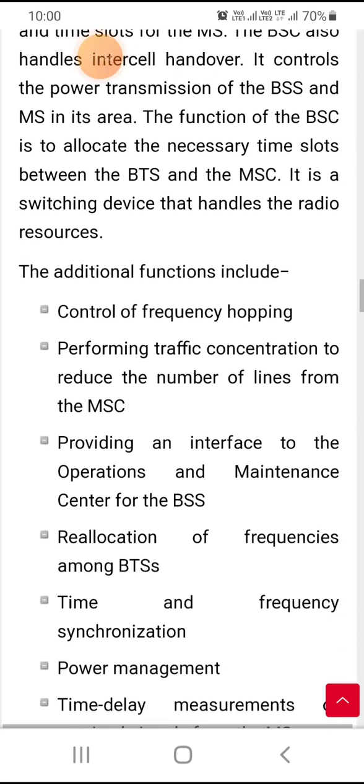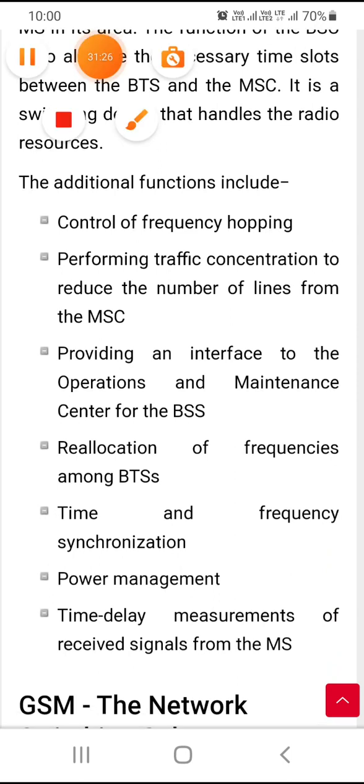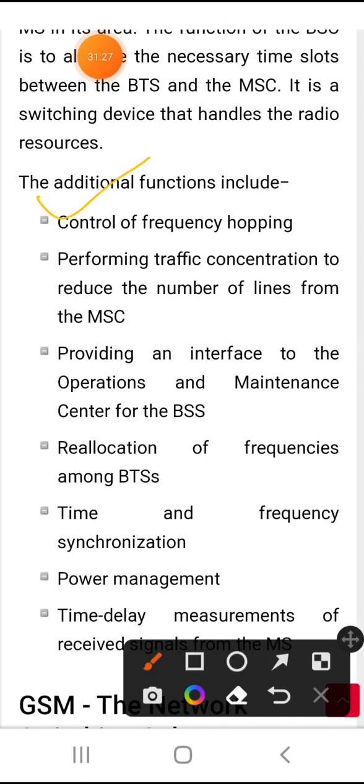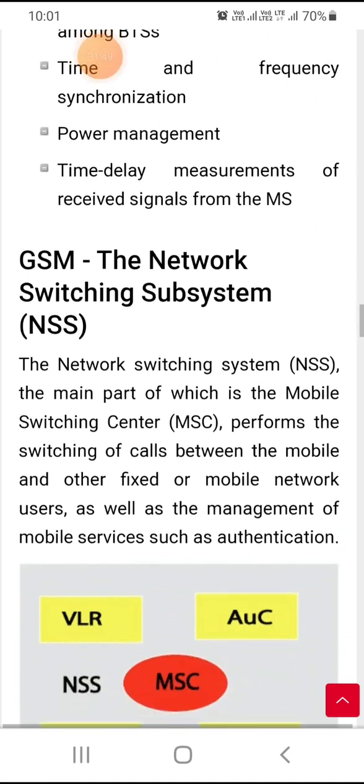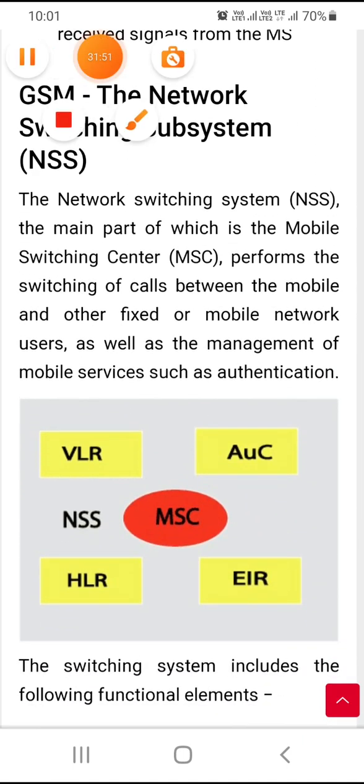The functions include control of frequency hopping, performing traffic concentration to reduce the number of lines from the MSC, providing an interface to the operation and maintenance center for the BSS, reallocation of frequencies among BTS, time and frequency synchronization, power management, and time delay measurement.